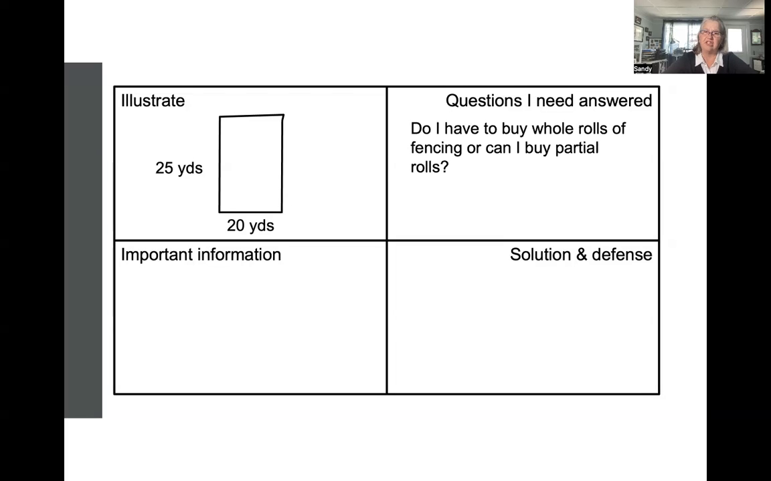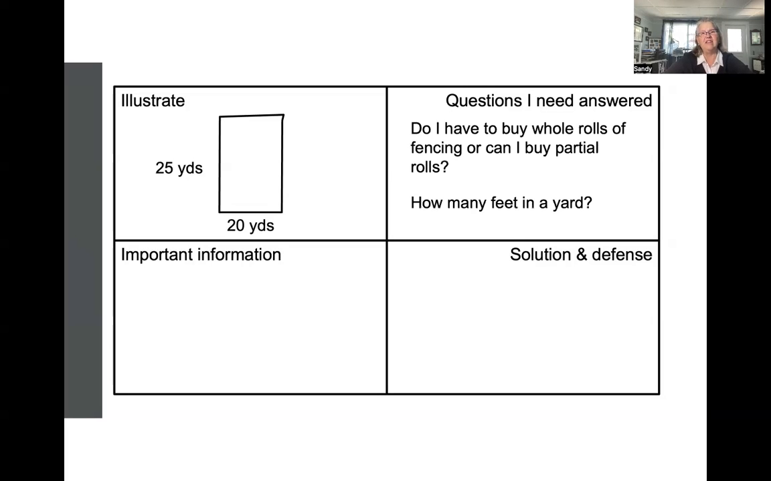Questions I need answered. As I'm reading that problem, do I have to buy whole rolls of fencing or can I buy a partial roll? Because remember, it tells us if fencing is $114 for a 50-foot roll, see, I'm probably not going to end up with a multiple of 50. So do I have to buy another roll?